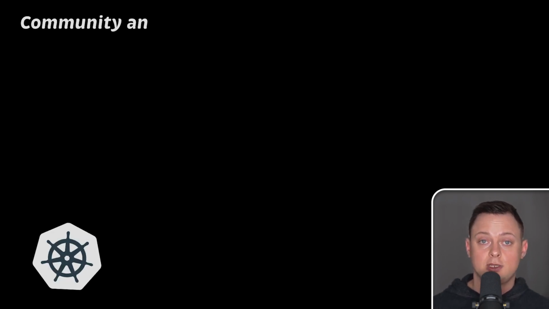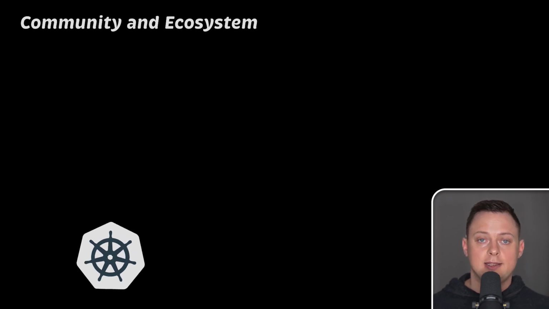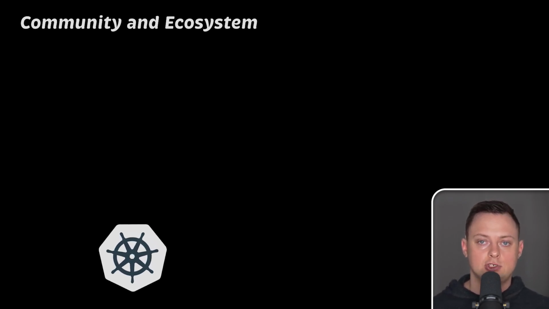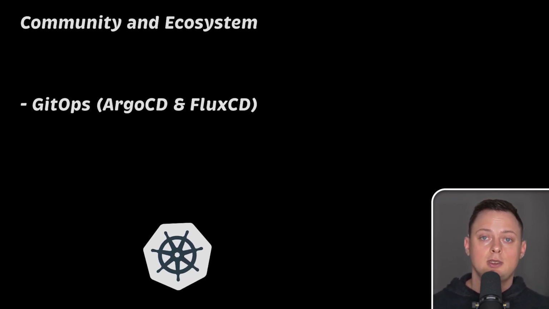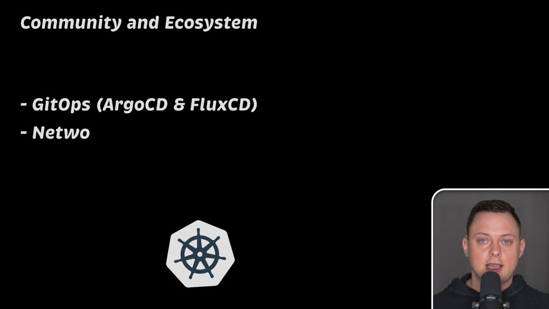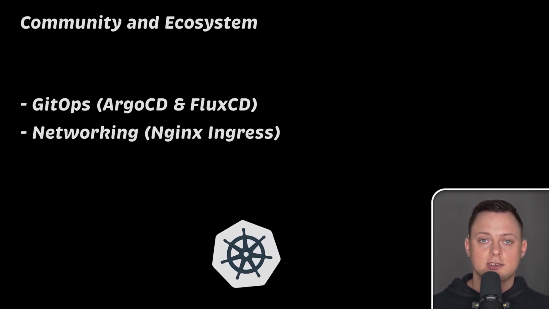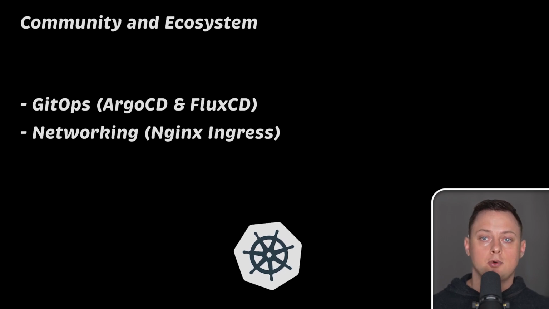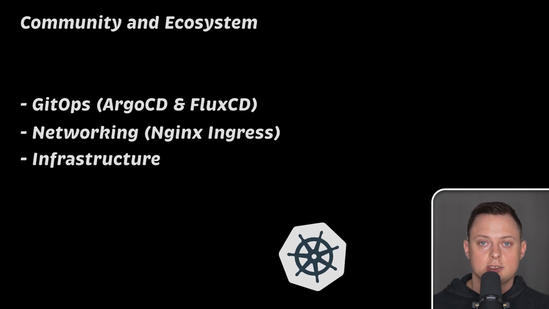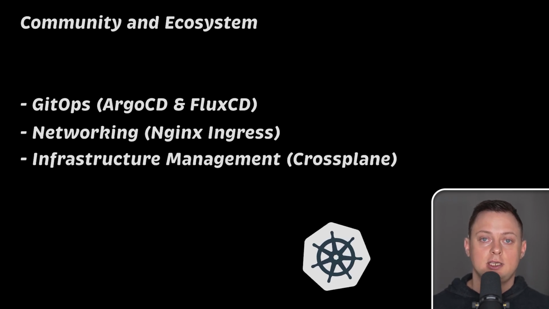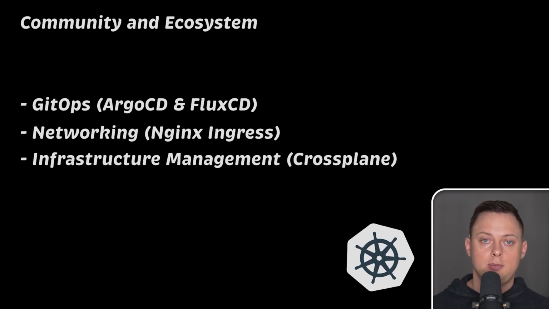And of course, since Kubernetes won the container orchestration war between different platforms, it has a huge community and rich ecosystem. For example, you can use Argo CD or Flux CD to follow GitOps best practices. You can use Nginx Ingress to share a single load balancer and expose your services outside of your cluster, and it supports custom resources, which makes it easier to extend. For example, projects like Crossplane use Kubernetes internal reconciliation loop to manage cloud infrastructure and compete with Terraform.